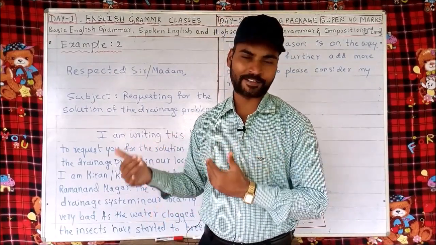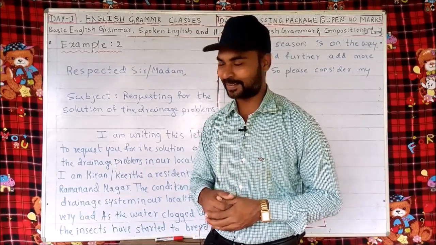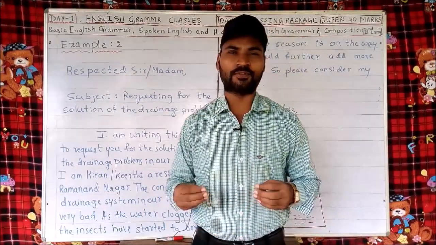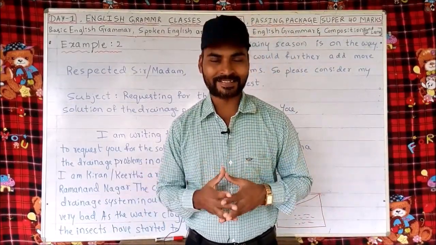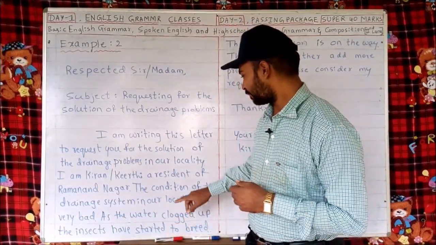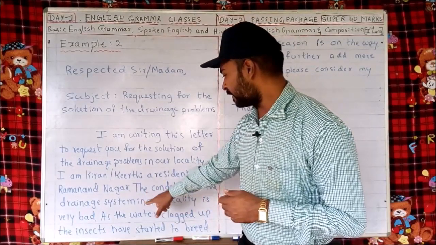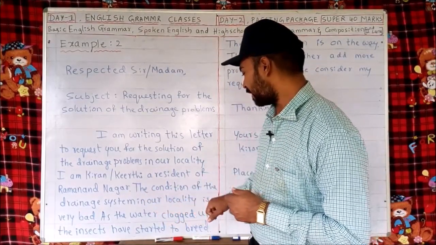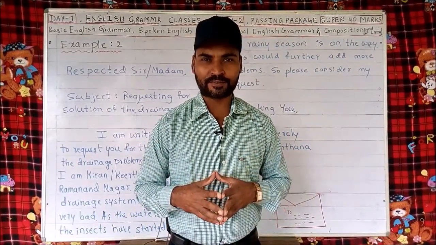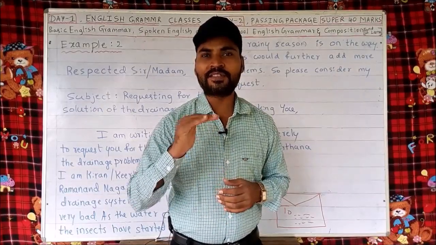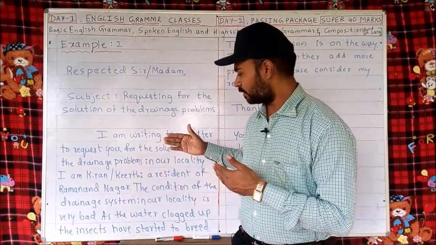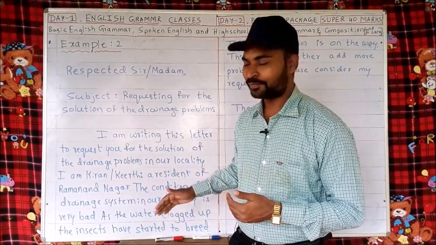You request at the beginning of the body of the letter itself. I am Kiran Kirti, resident of Ramanand Nagar. You introduce yourself in a sentence or 2 sentences. Then you come to the real problem. The condition of the drainage system in our locality is very bad. So you have to explain the problem in your own words, highlighting the problems it is causing to the citizens of that area. Here I have tried a fair explanation.